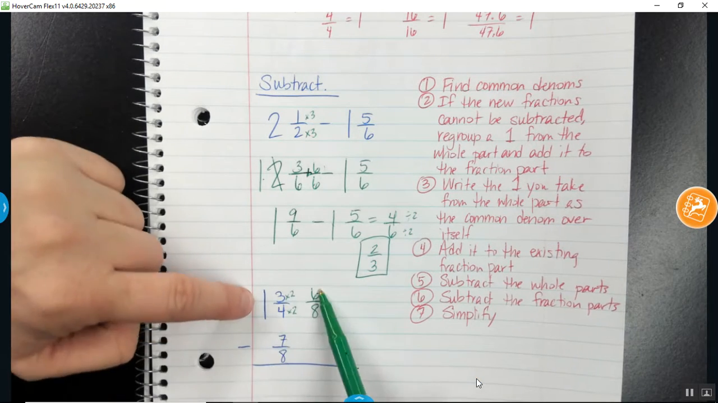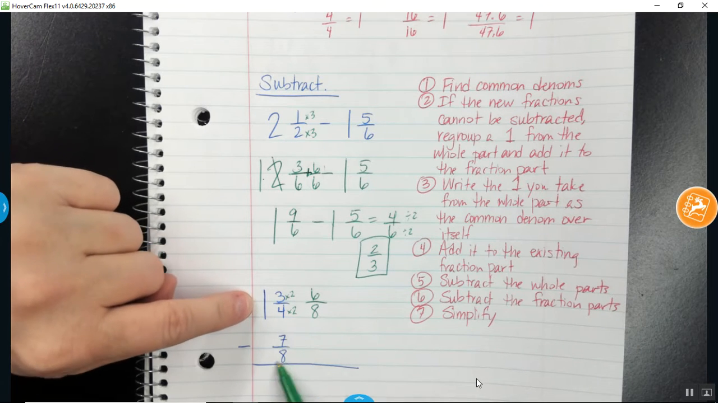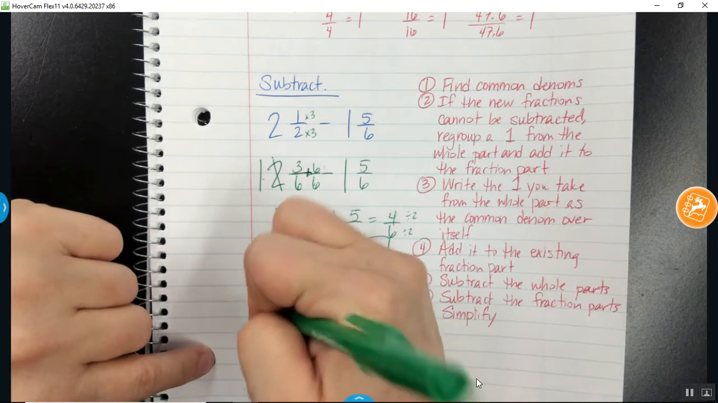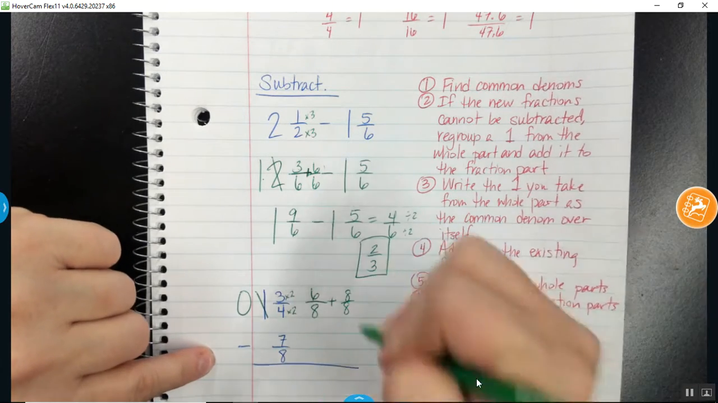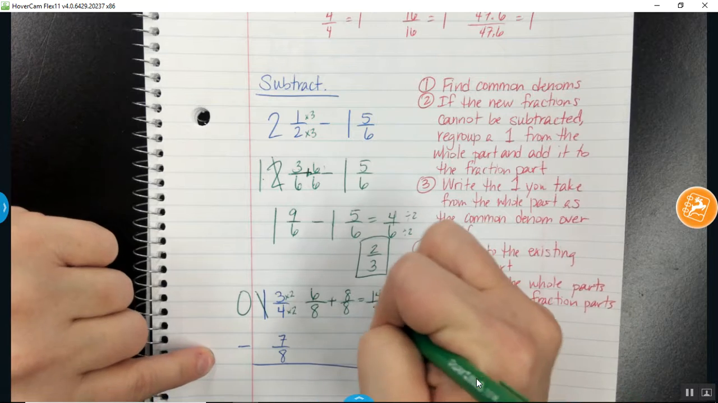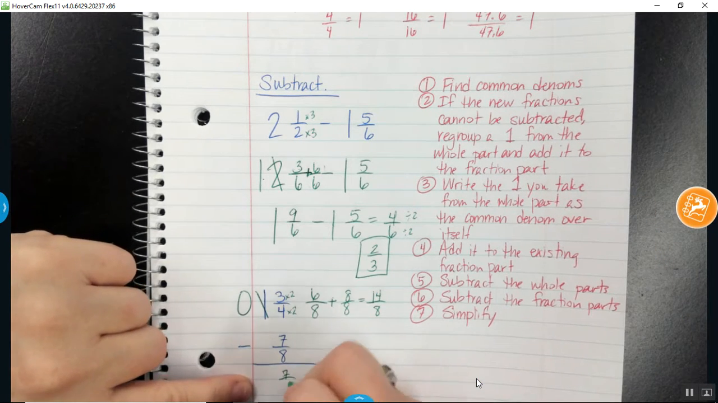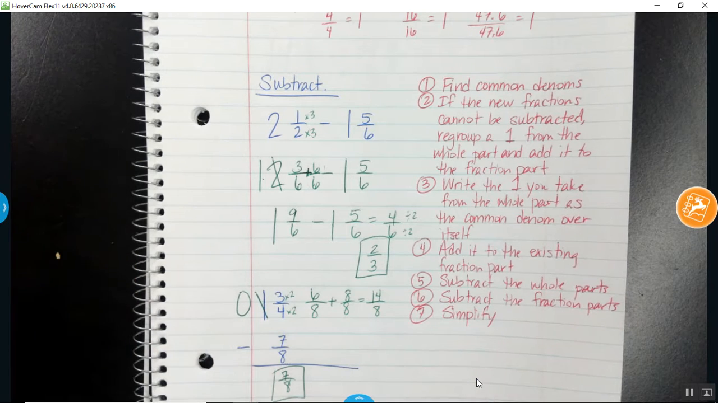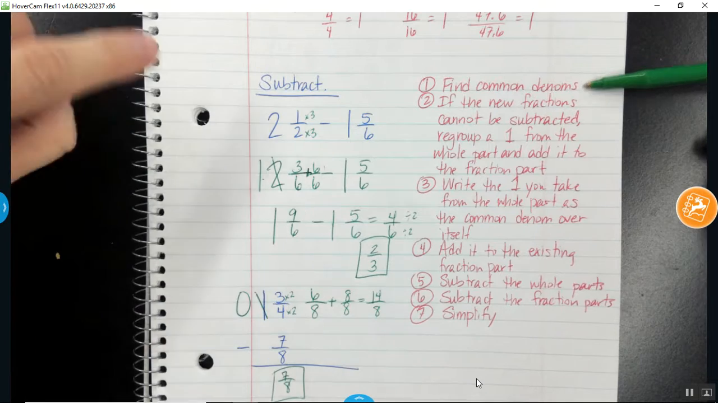Okay, so now I have 1 and 6/8 minus 7/8. Can't do 6/8 minus 7/8 because there aren't enough 8s to go around. So I'm going to pull it out of here, and I'm going to add 8/8 here. That gives me 14/8. Now I can do 14 minus 7, which is 7/8, and I cannot simplify that anymore. Okay, so take a look at these steps. You're going to find the common denominators.